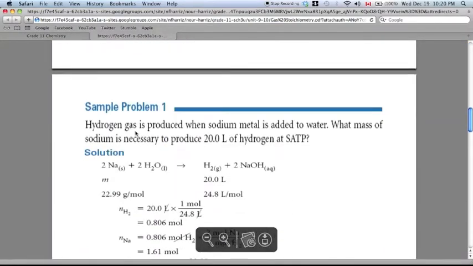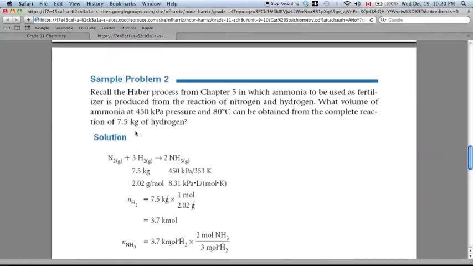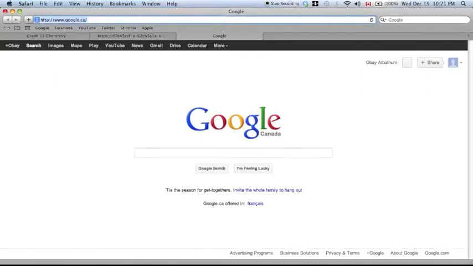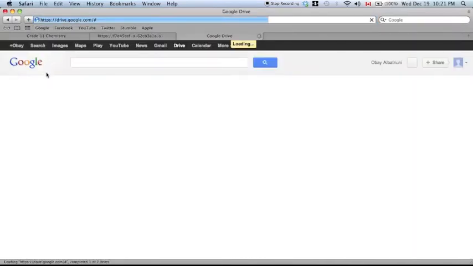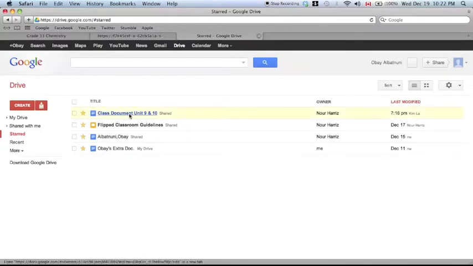As you can see, there's a whole PowerPoint on gas stoichiometry, and there are questions at the end. So I just go over the whole lesson and try to understand the lesson. After I go over the lesson, I go and open Google Documents. So I go on my Google Docs account and I open up the Google Documents.